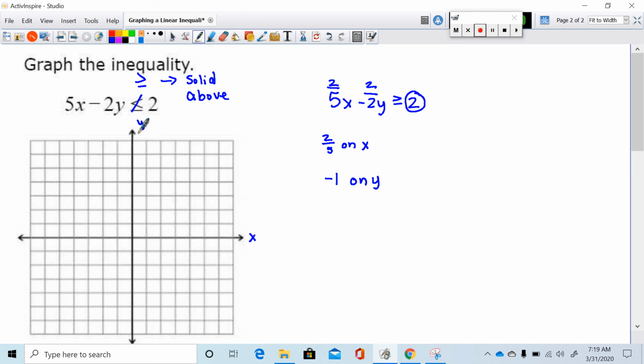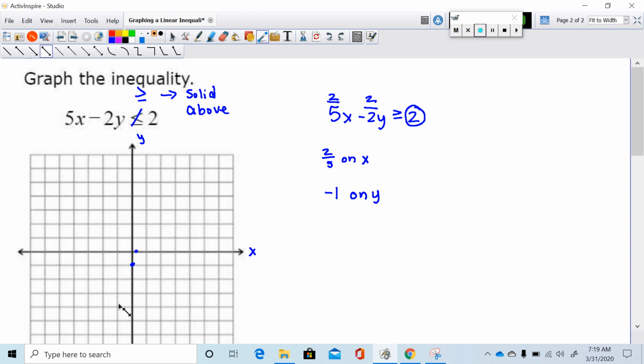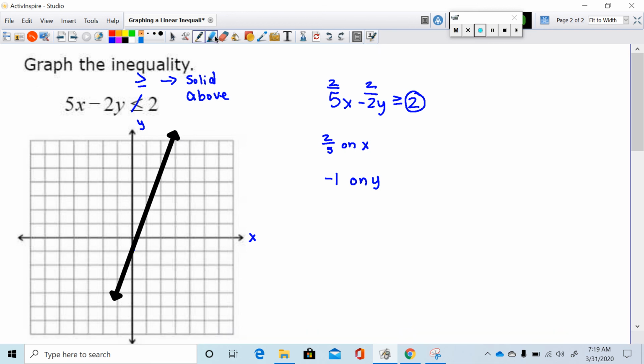X and y. Okay, on the x, 2/5 is going to be really close to 0. It's hard to do on this board, but I'll put it right here. And -1 on y is right here. So this is a very steep graph. We're going to do a solid line. And we're going to color above that line or on top of the line.